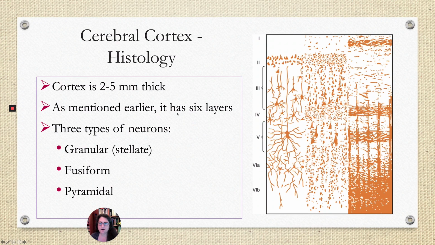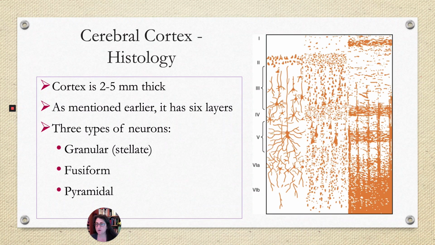Starting with our histology, this is something we've already covered before, but it warrants mentioning it again. The cortex is about 2 to 5 millimeters thick, and it does have those 6 layers that we've learned about thus far. But what we haven't really done much with is discussing some of the neuron types that are found in the 6 layers, with the exception perhaps of some pyramidal cells in the motor section.